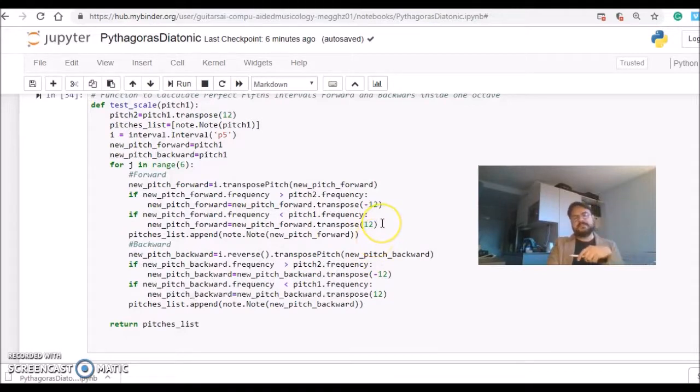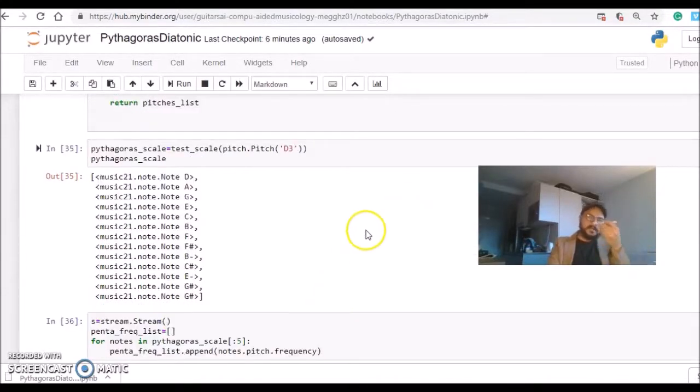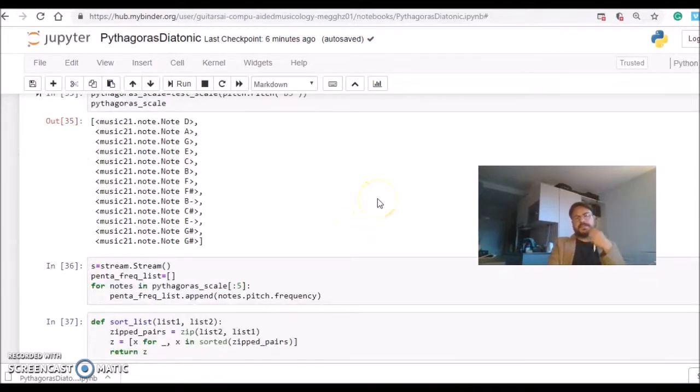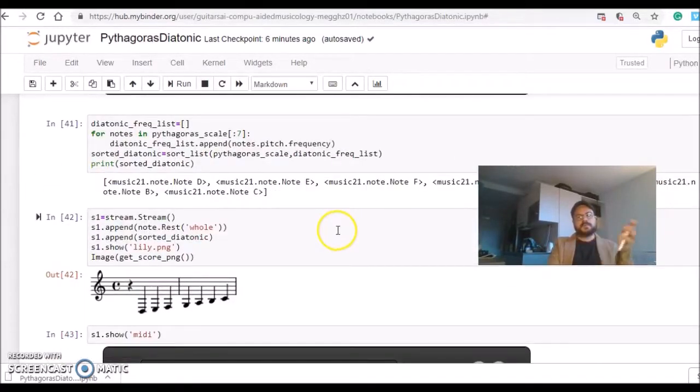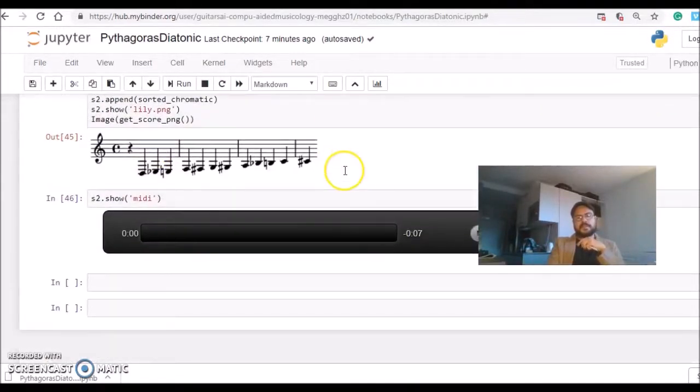ascending and descending transposition of perfect fifths, and if it goes outside the intended octave, we just transpose it back again to inside the octave. And by doing this process, we got the pentatonic, the major pentatonic of C. We got the major scale of C, the diatonic scale, Ionian Greek mode, and we got all the 12 semitones that build up the chromatic scale.